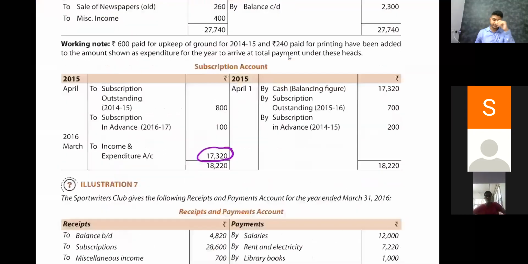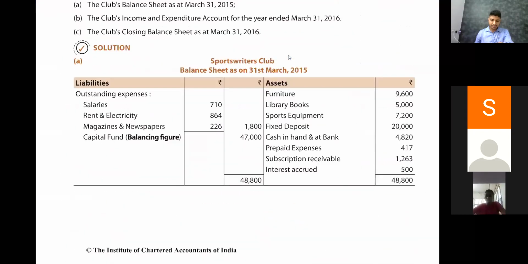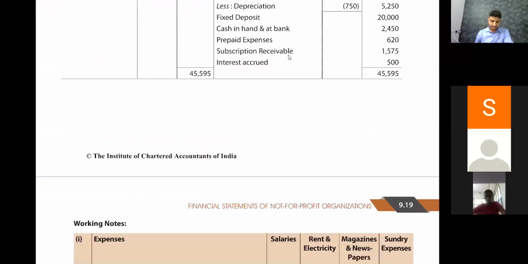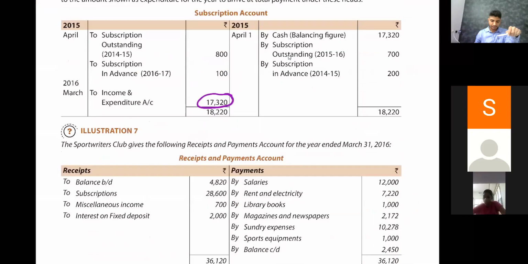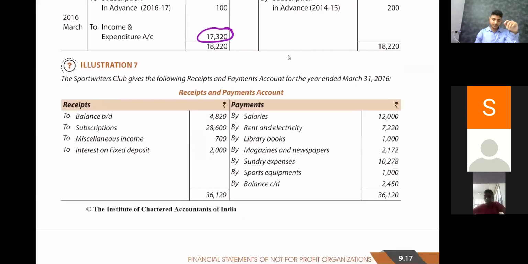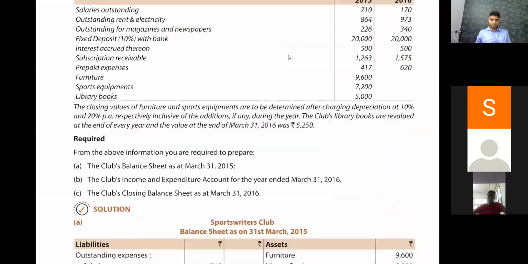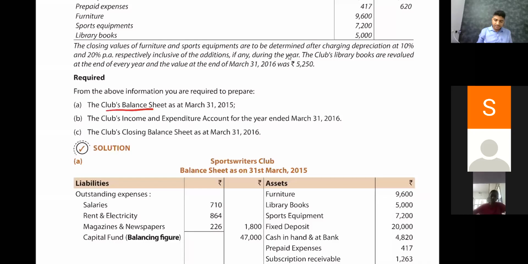Okay, next question. Let us see. Is that the one? Okay. Let us talk about this. What have they given? Illustration 7. Very interesting. The sportswear club gives you the following receipts and payment account for the year ending 31st March 2016. And what are they expecting us to do? What have they asked? The club's balance sheet as on 31st March 2015.